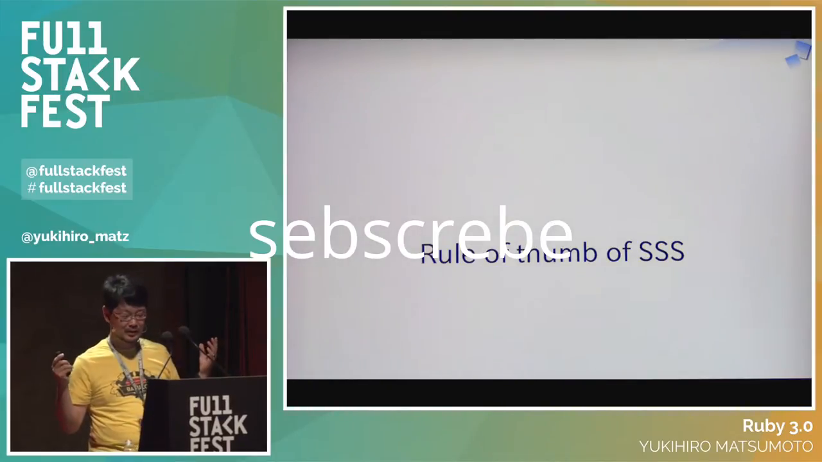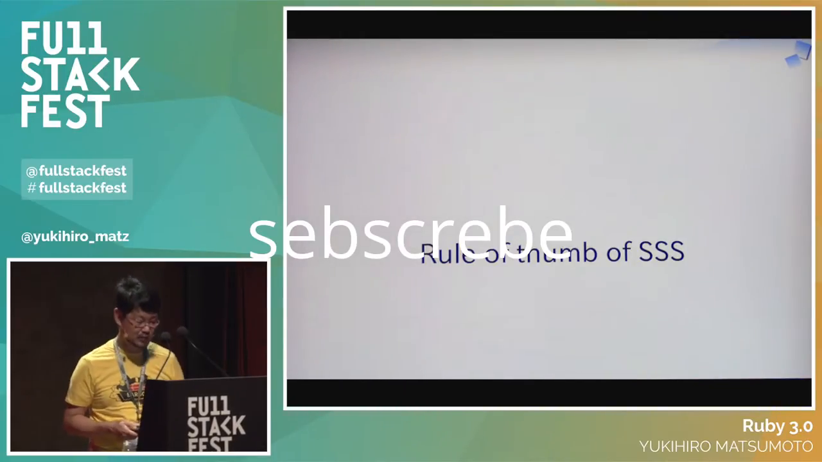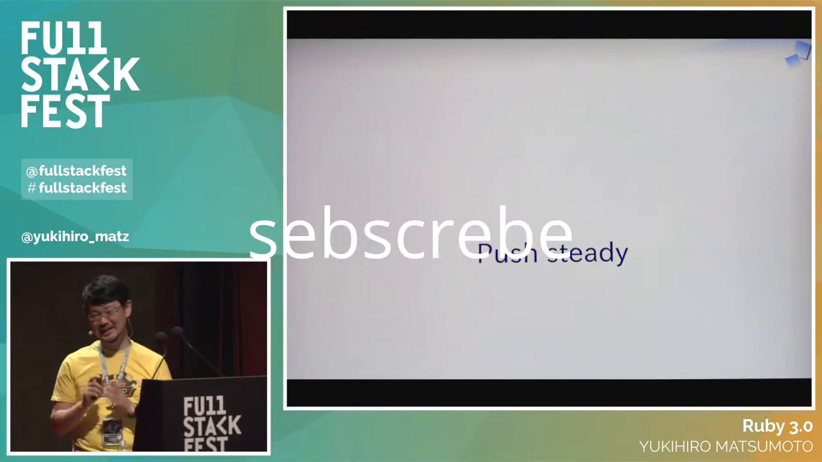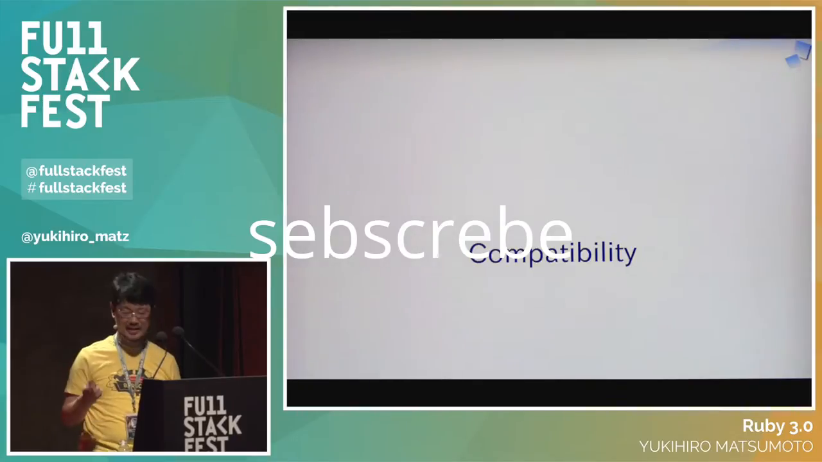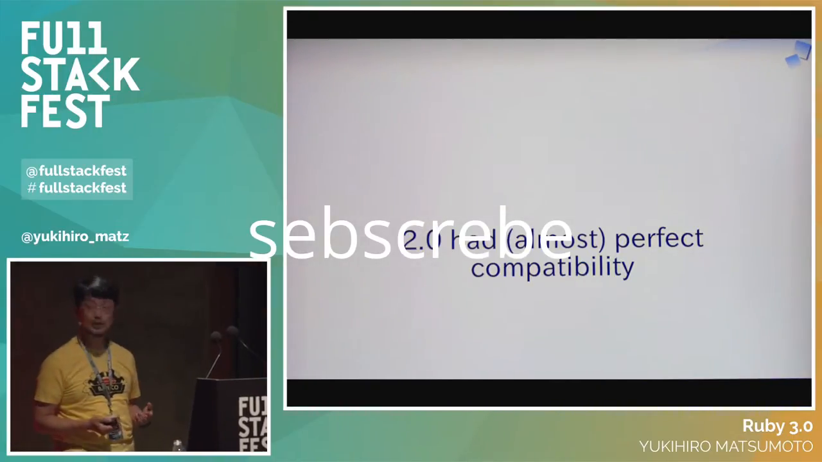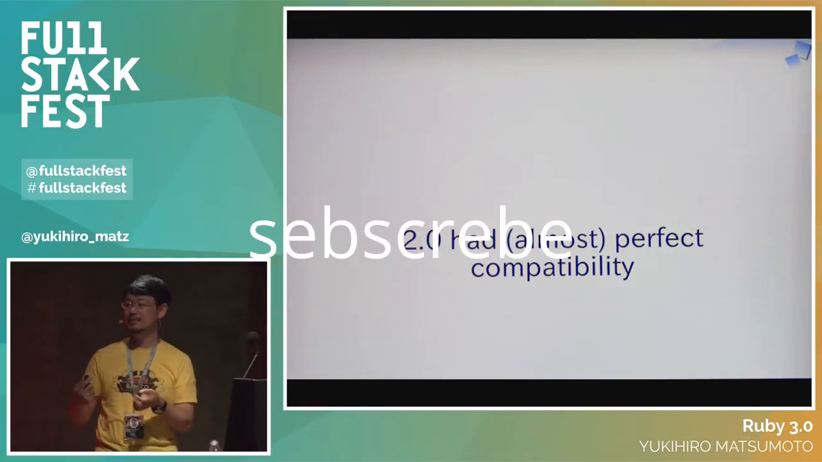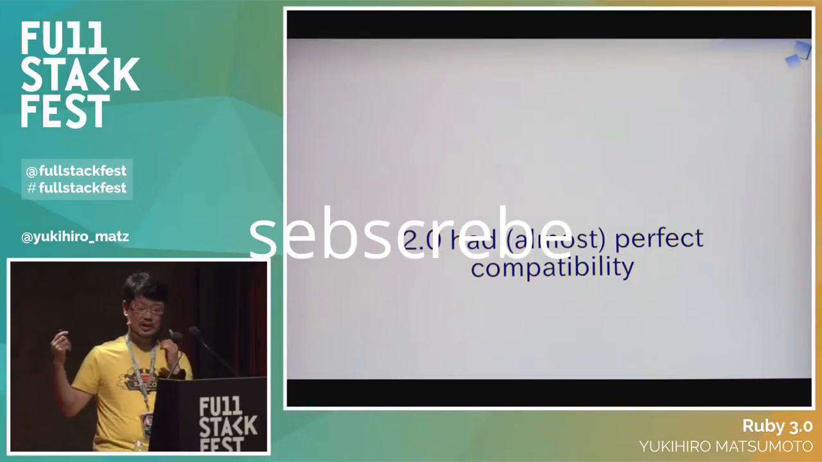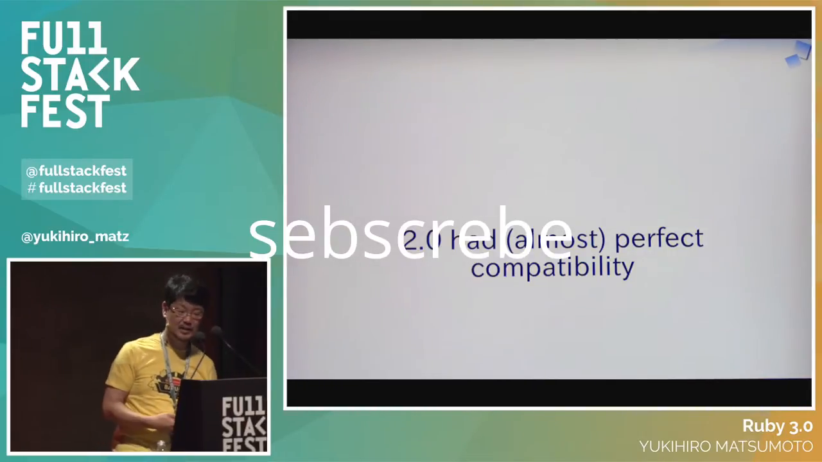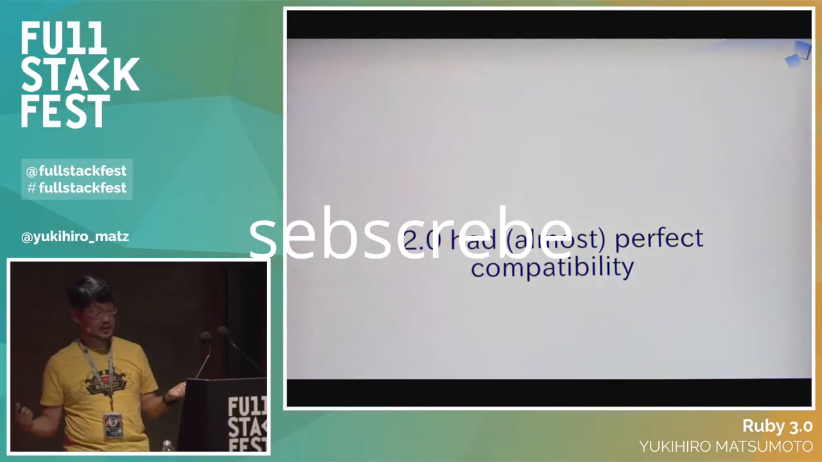So in summary, the lesson of the second system syndrome is: don't push too hard, push softly. Push steadily. Compatibility is the key. Ruby 2.0, which was introduced 2 years ago, had almost perfect compatibility. The last version of 1.9 was 1.9.3, and then Ruby 2.0 had almost perfect compatibility. You can use 2.0 as a drop-in replacement, along with a huge feature enhancement.